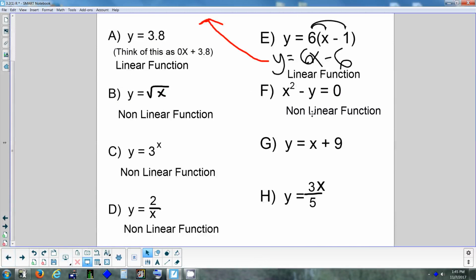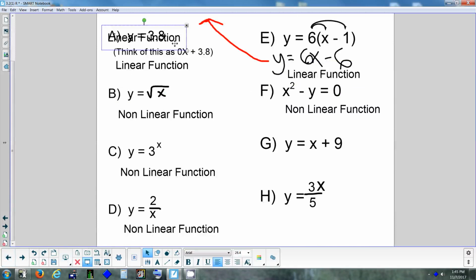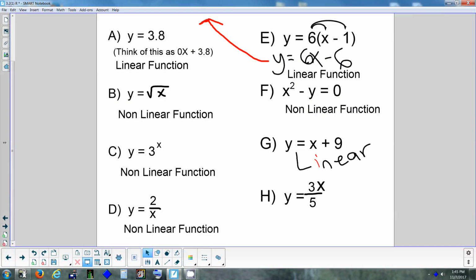All right? Next one, G. We have y equals x plus 9. What do you think, Paige? Linear. Linear, I agree. There's nothing funky going on there. There's no exponents. There's no variables as exponents. It looks nice, it looks neat.